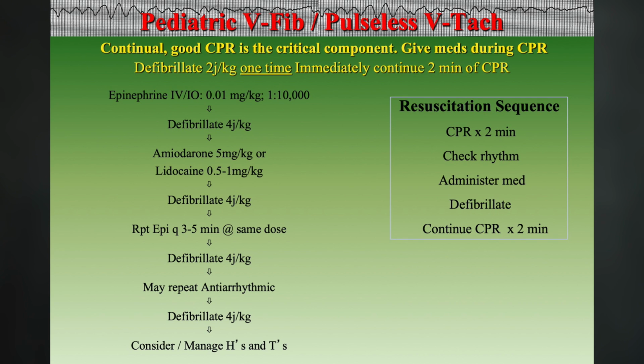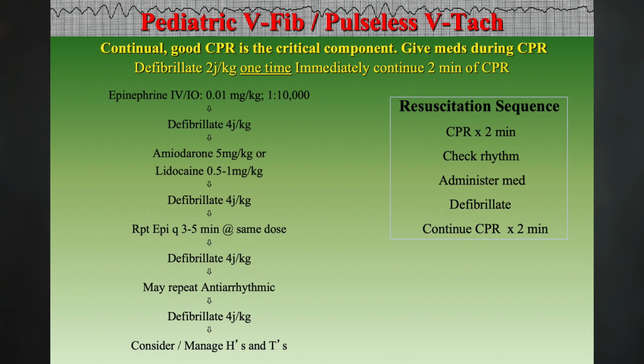With each of those drugs, you can give 3 doses of an antiarrhythmic, a little bit different than the adult side. So the sequence is every 2 minutes, CPR, stop, check the rhythm, administer a med if needed, defibrillate if needed, and continue CPR. That's the VFib algorithm for pediatric patients.